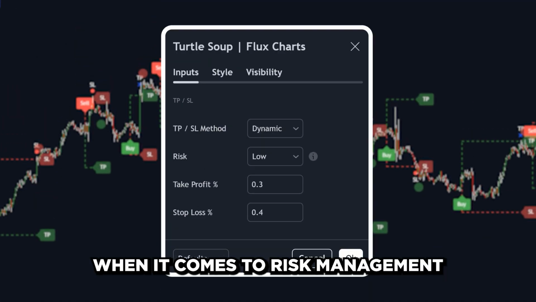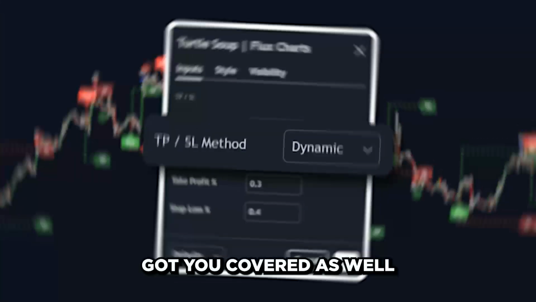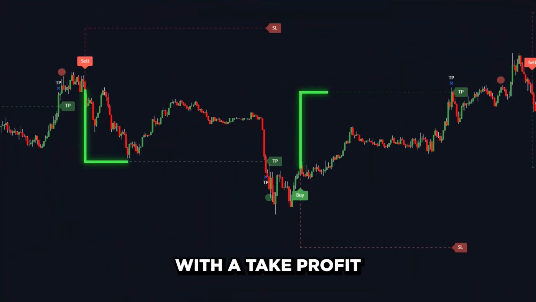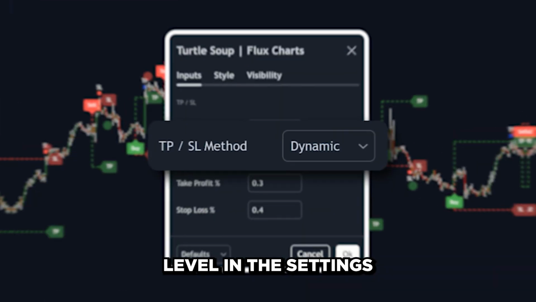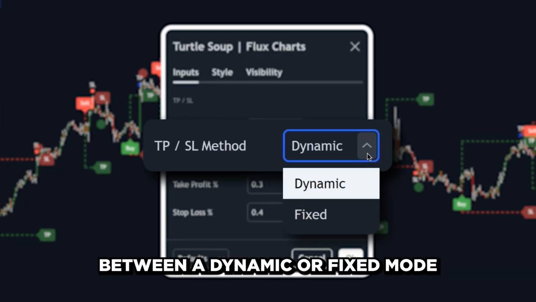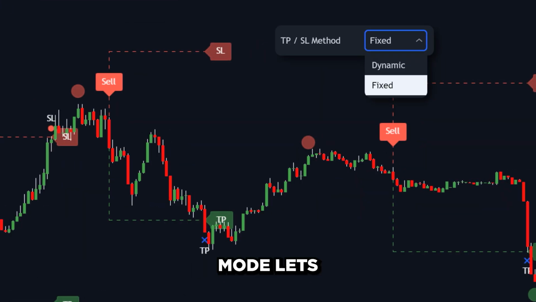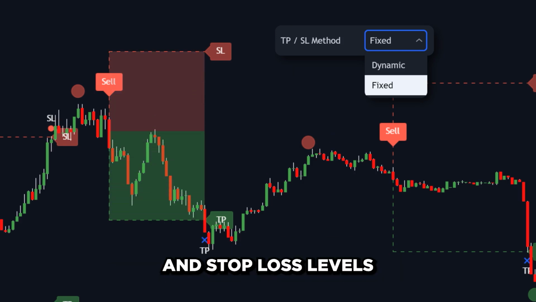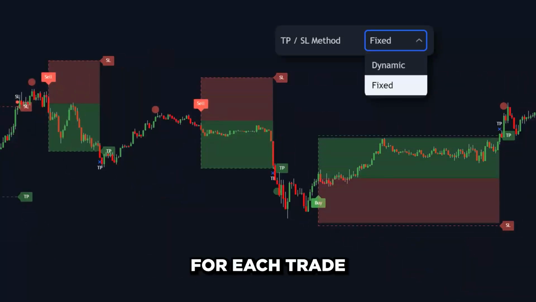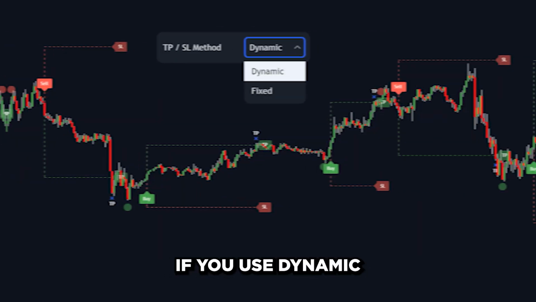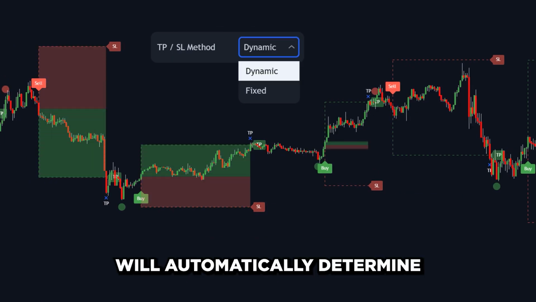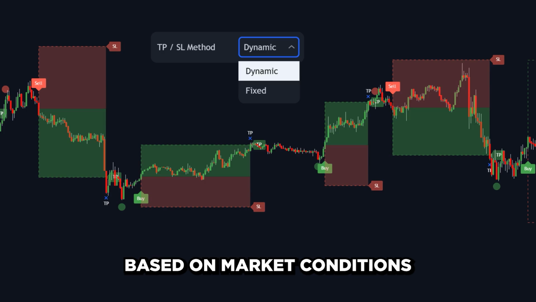When it comes to risk management, this indicator's got you covered as well. Each buy and sell signal comes with a take profit and stop loss level. In the settings, you can choose between a dynamic or fixed mode. Having a fixed mode lets you set your own take profit and stop loss levels, which will be consistent for each trade the indicator takes. If you use dynamic, the indicator will automatically determine these levels for you based on market conditions.